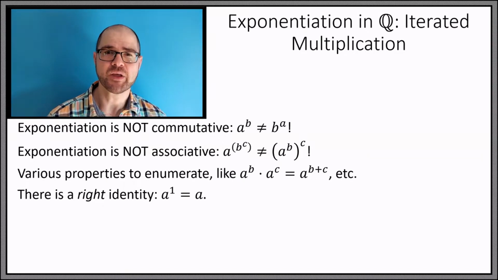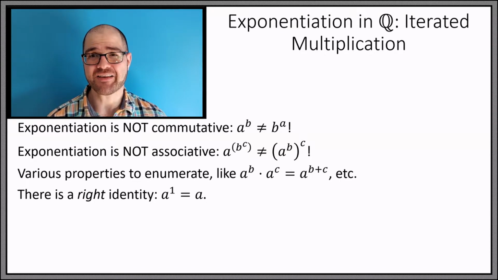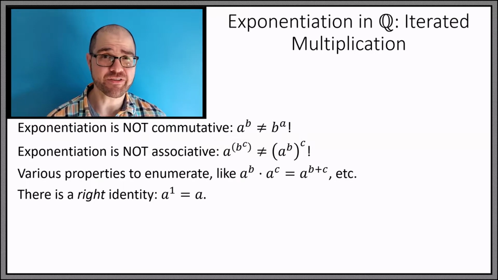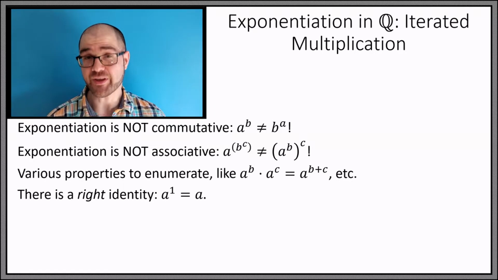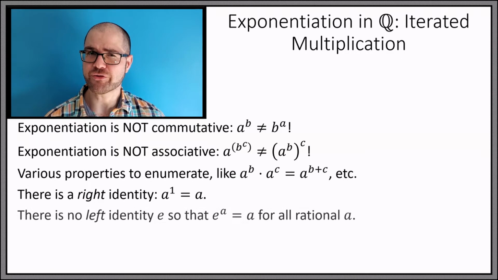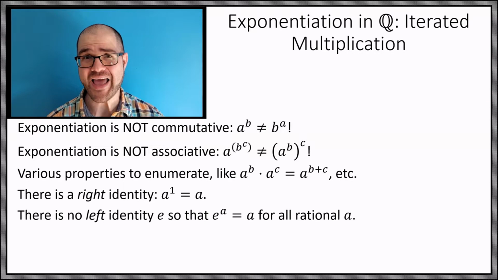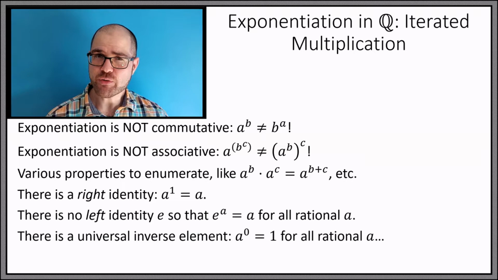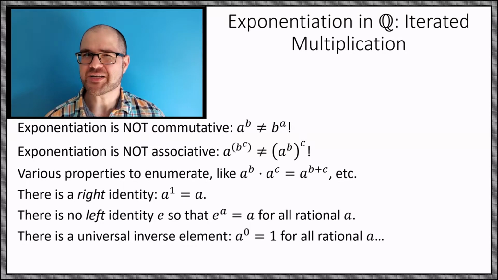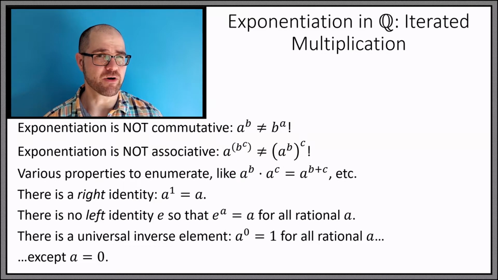Without commutativity, the question of finding identities has to be split into right-sided and left-sided problems. There is a right identity. Anything to the first power is itself. But there's no left identity, something which to the power a will always be a. We have a universal inverse element for that right identity of 1, which is quite different than additive inverses and multiplicative inverses changing for each element. Except 0. Is 0 to any power equal to 1?